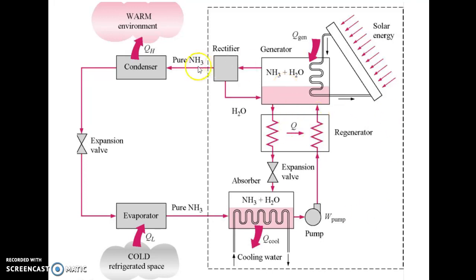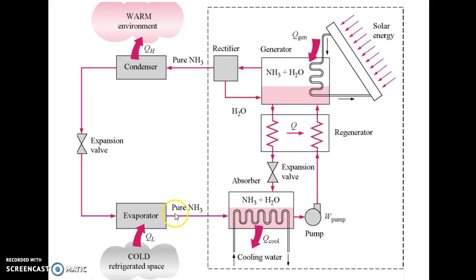Here, as you can see, the figure is almost similar to the vapor compression system. That is, you have the condenser, the expansion valve, and the evaporator. But the main difference, as I have discussed before, is the replacement of the compressor by an absorption unit, a pump, a generator, a rectifier, and a regenerator. Now, the working is quite simple.